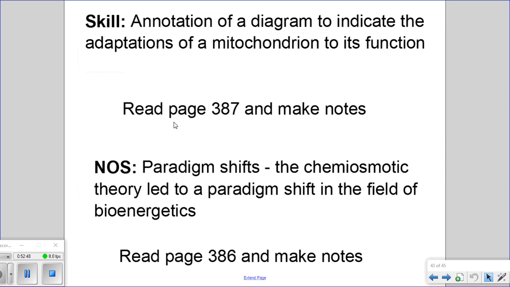So one of the things that you would be expected to do in HL Bio is be able to annotate a diagram to indicate the adaptations of mitochondria to its functions. So, if you want more information on this, have a look at page 387. And this also relates to the nature of science statement.